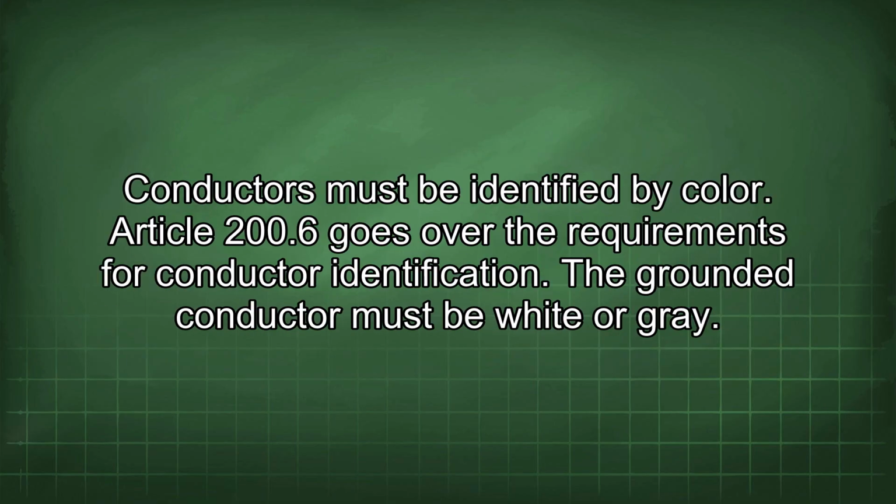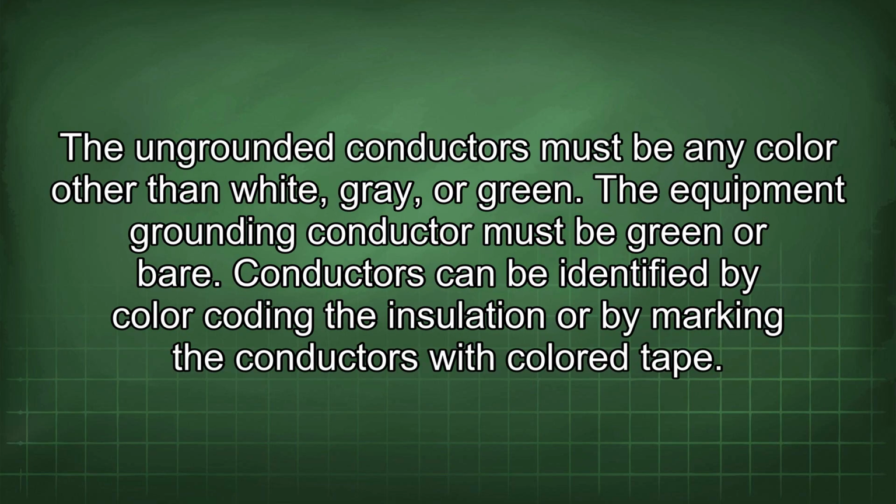Conductors must be identified by color. Article 200.6 goes over the requirements for conductor identification. The grounded conductor must be white or gray. The ungrounded conductors must be any color other than white, gray, or green. The equipment grounding conductor must be green or bare. Conductors can be identified by color coding the insulation or by marking the conductors with color tape.